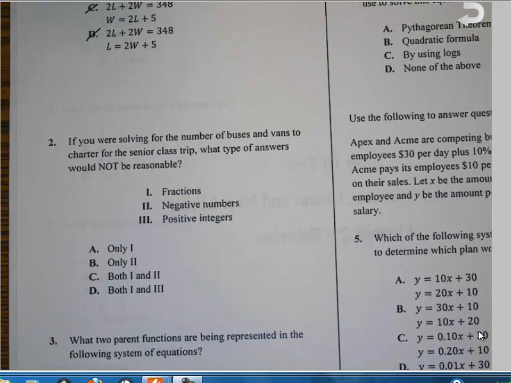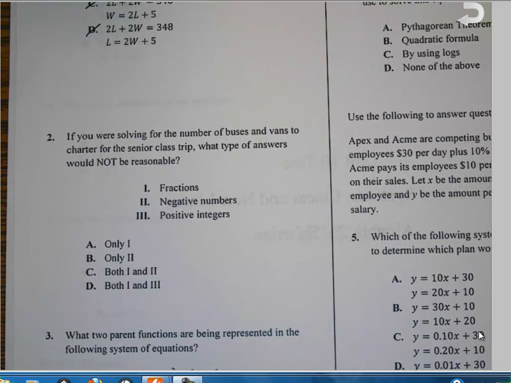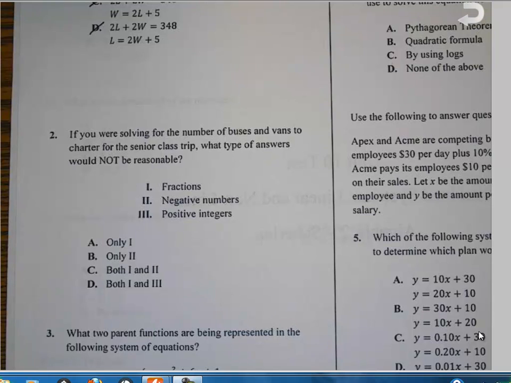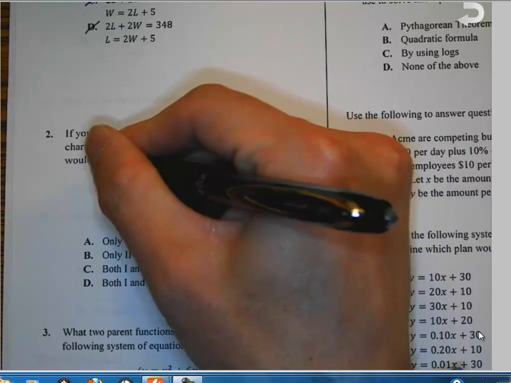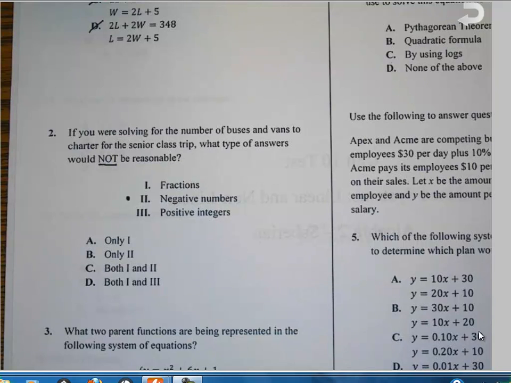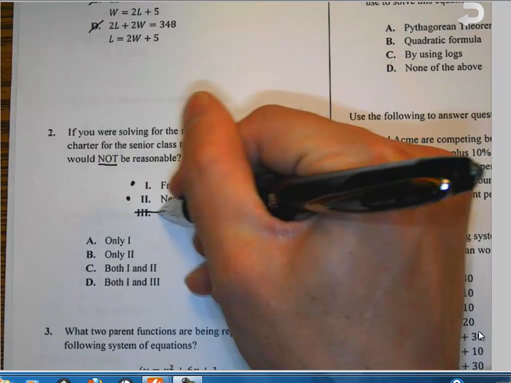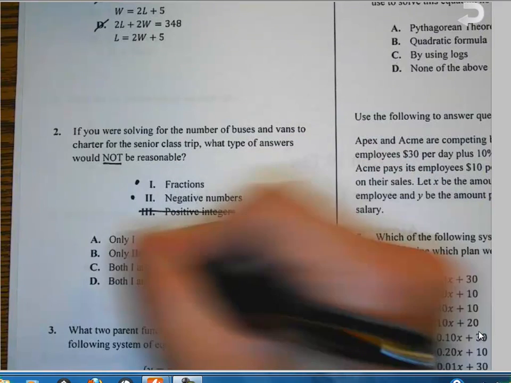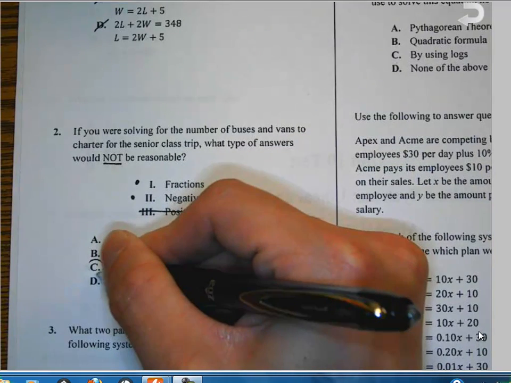For number 2, if you were solving for the number of buses and vans for the senior class trip, what type of answers would not be reasonable? Well, you can't have a negative bus and you can't have a negative van. So the key word is what is not reasonable. So negative numbers are not reasonable. You can't drive half a van either. However, you can drive positive numbers. So you're looking for the answer choice that has both 1 and 2. And so the correct response was C.